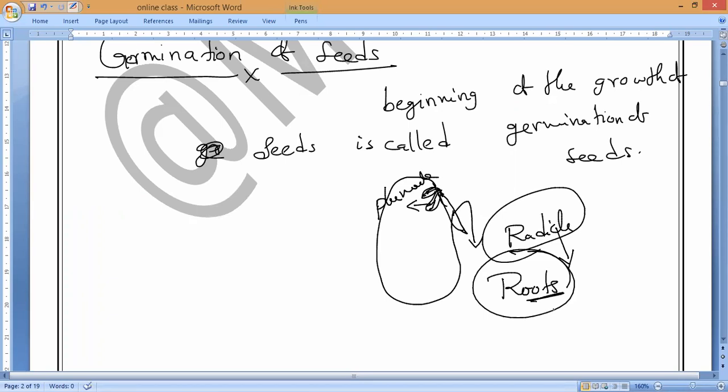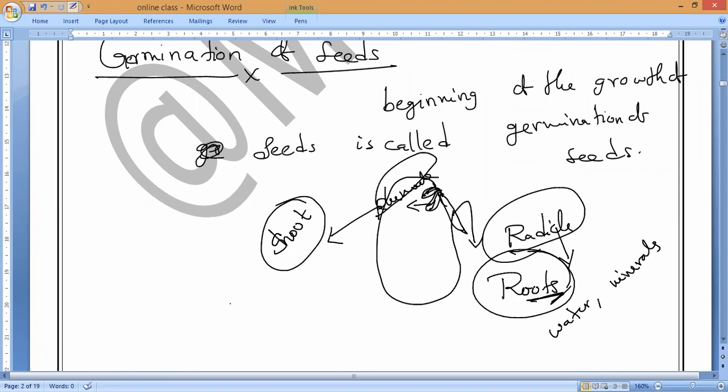So then this root will push down into the soil and begin to absorb water, as well as whatever minerals are needed for the growth of the plant, it will take from the soil. After this radicle is modified into root, next what will happen? The plumule will be modified into what? Anybody can answer? The plumule grows upwards. The radicle will grow downwards, the plumule will grow upwards and will be modified into what, guys? Shoot. This shoot will start growing further, and it will get the leaves and all.